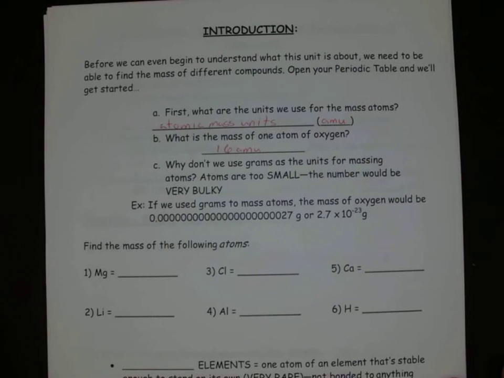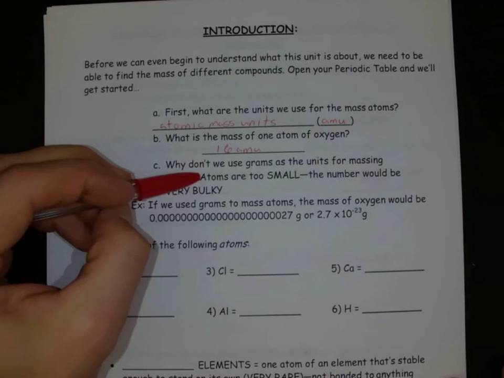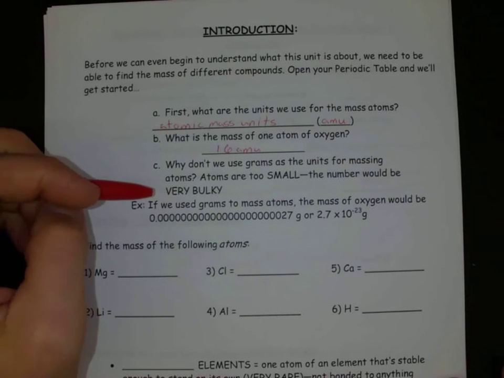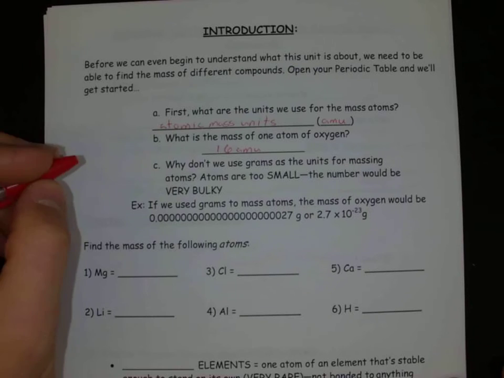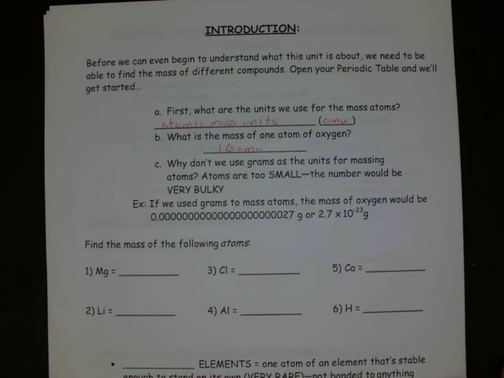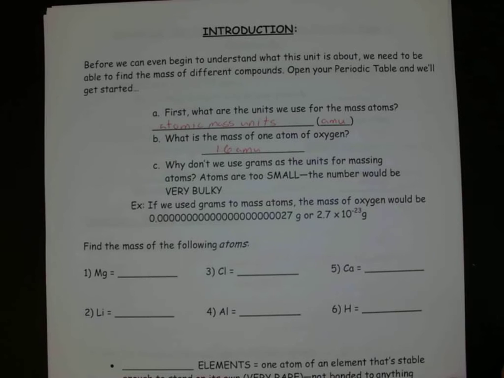So why don't we use grams? Normally when we talk about measuring things, we talk about measuring grams. Well, atoms are really super small. It would be very awkward. If we had the mass of one atom of oxygen, it would be 2.7 times 10 to the minus 23rd grams. That's real awkward, right? So much easier is just to use our AMUs, okay?